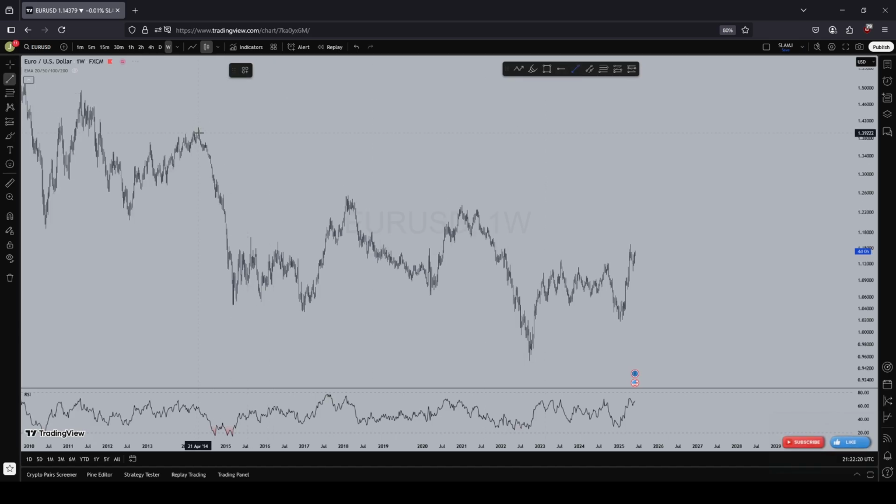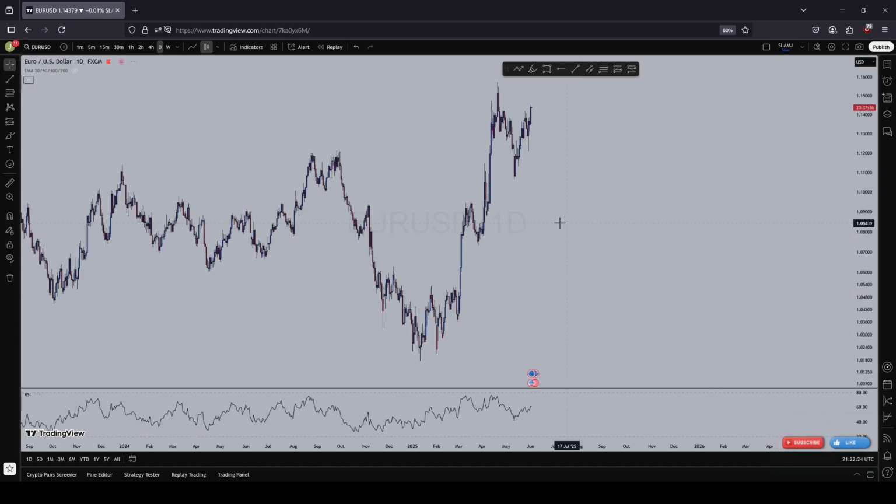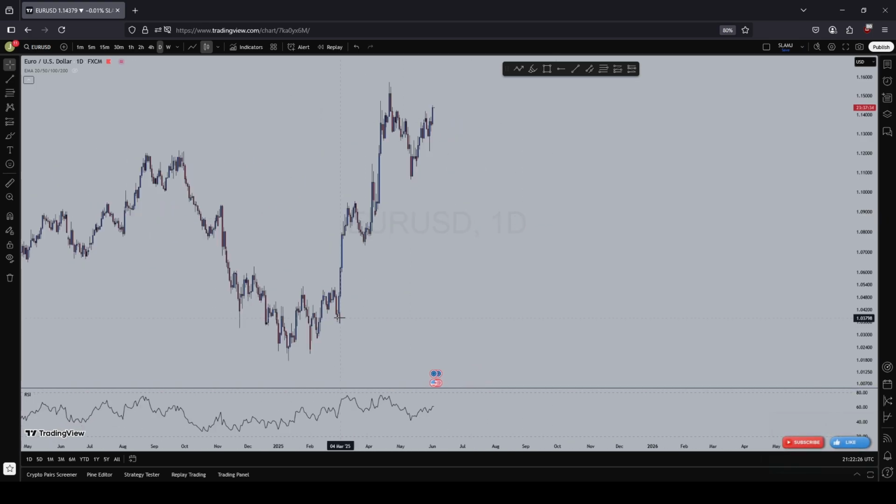We have nothing much going on here. Let's go to the daily time frame. Okay, we're on the daily time frame. What do we see here? You can see this minor trend line formation here.